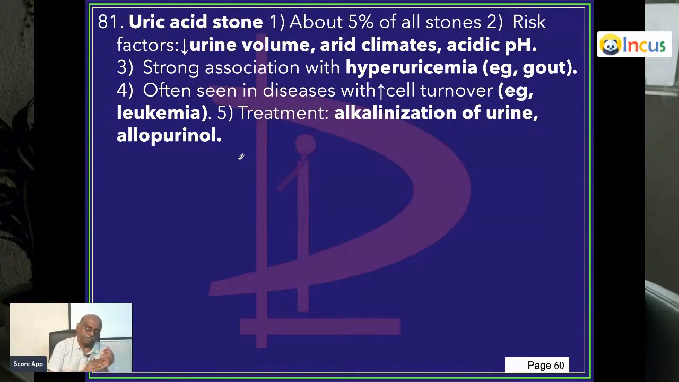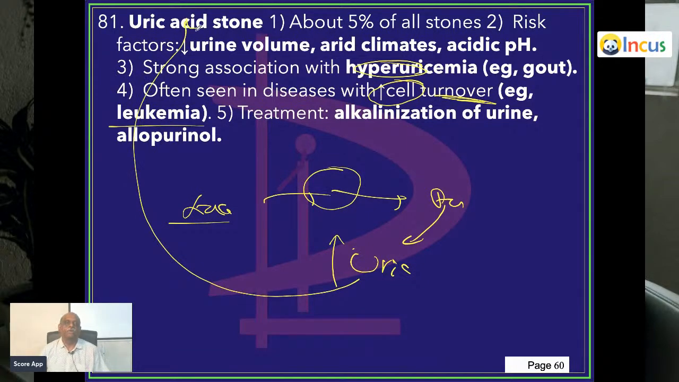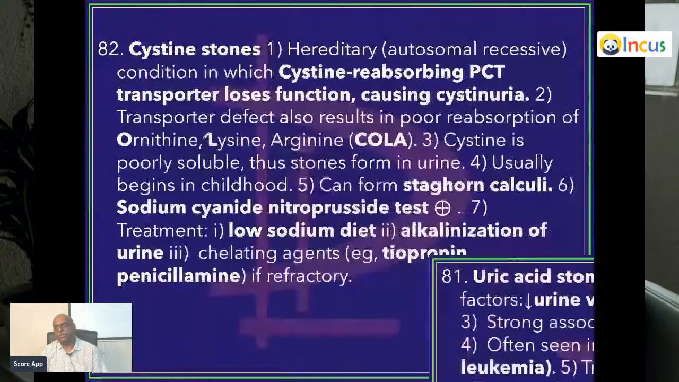Then comes uric acid stone. 5% of stones are uric acid. Any decreased urine volume, hot climate, acidic pH leads to urate stones. Often associated with hyperuricemia. Anything that increases the cell turnover, like leukemia, what will happen? Whenever leukemia is there, cell turnover increases, and all the cell nuclei will release the purines. Purines break down to form uric acid and that leads to hyperuricemia, leading to uric acid stone. So how do you treat it? Alkalinize the urine and give a drug like allopurinol which decreases the urate level.